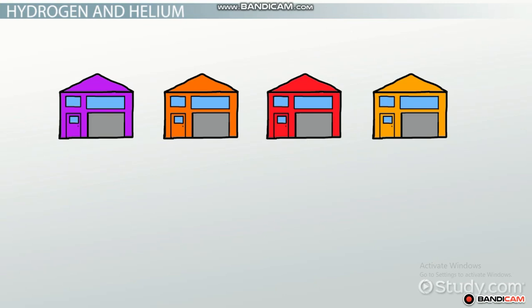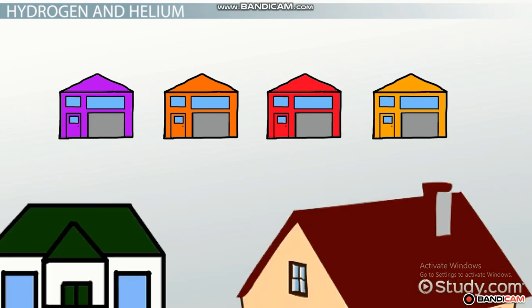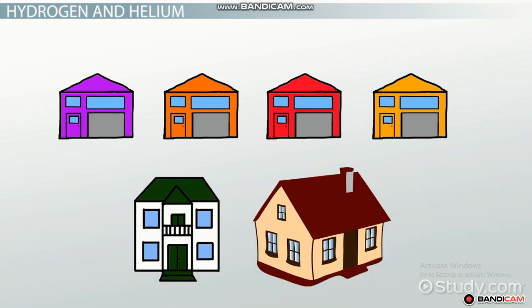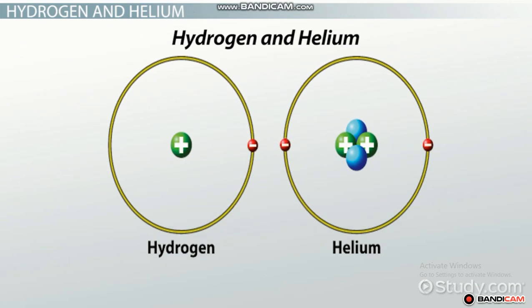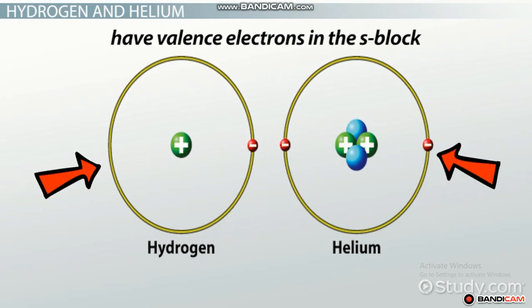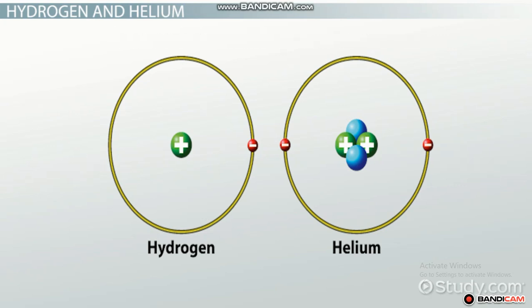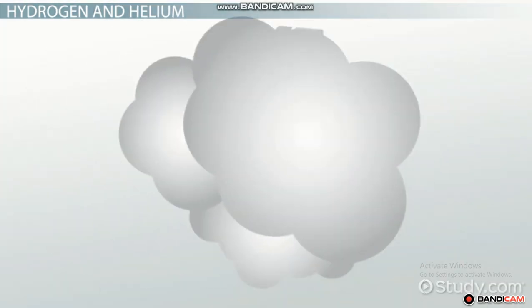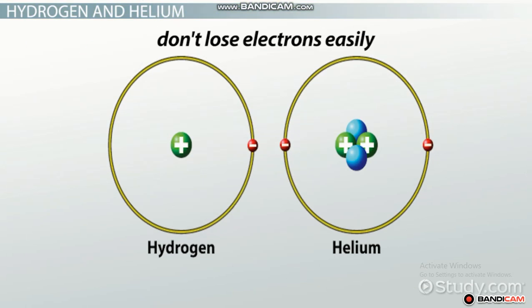As we're wandering around the S block neighborhood, we keep stumbling upon a couple of houses that don't seem to fit. Hydrogen and helium are gaseous elements that are grouped into the S block because they have valence electrons in the S block. Apart from that similarity, hydrogen and helium lack properties in common with the rest of the S block neighborhood. They are clear, odorless gases at room temperature. They are poor conductors and don't lose electrons easily.